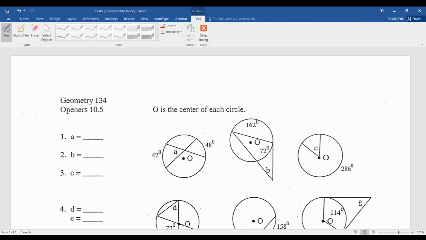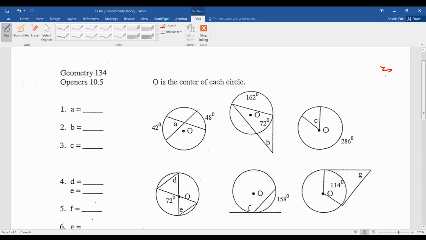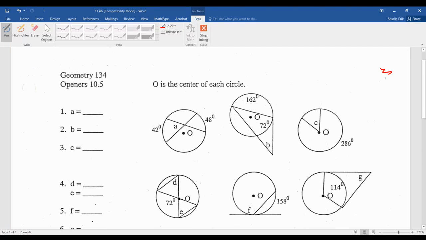All right. This is an old sheet, but it's got some cool problems on it. And answers are posted, but I'll talk through some of them that are a little bit more challenging.